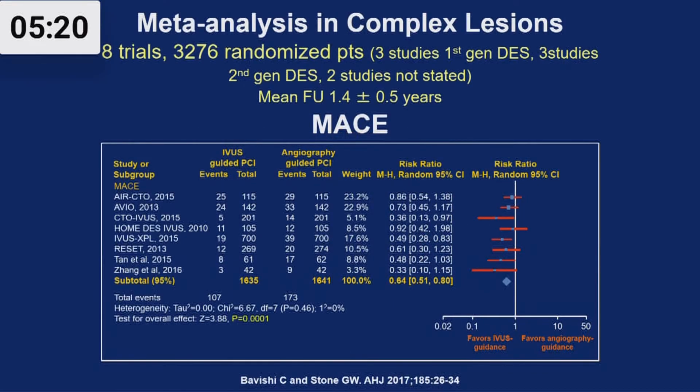Those are the simple lesions. You can ask what about complex lesions. This is a meta-analysis on complex lesions. These are the trials, all the trials; it is very difficult to finish by giving the names of all the trials. You can see that most of the trials favor IVUS guidance even in complex lesions.